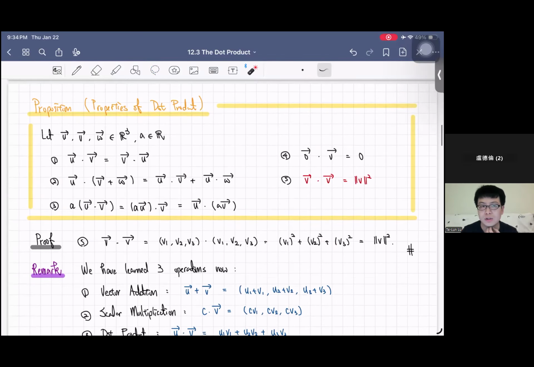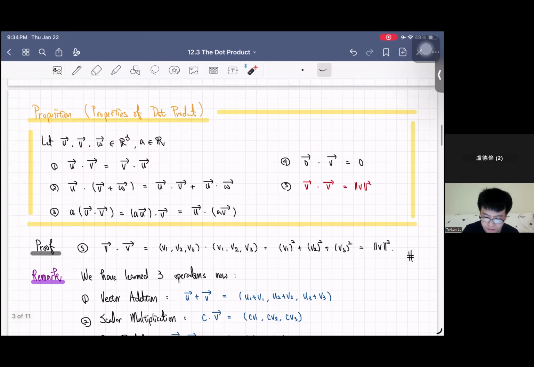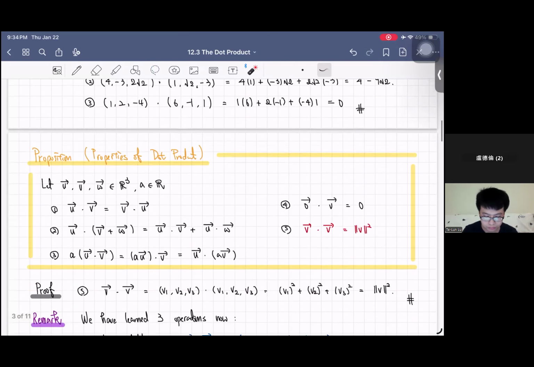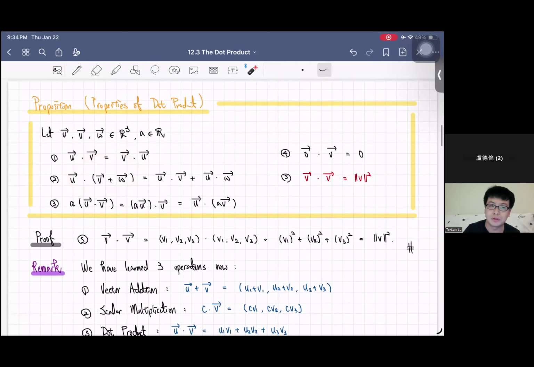Okay, so after we introduce the operation, it's natural to introduce the properties of that operation. In this case, you have a natural commutative property. So u dot v is equal to v dot u. Obviously, this is because u1 v1 is equal to v1 u1, right? So u dot v is always equal to v dot u. And also there is a distributive law. u dot (v plus w) will be u dot v plus u dot w. Okay, this is a vector addition. So if you add the vectors up first and then you take the dot product, it'll be the same as if you take the dot product first and then you do the addition.